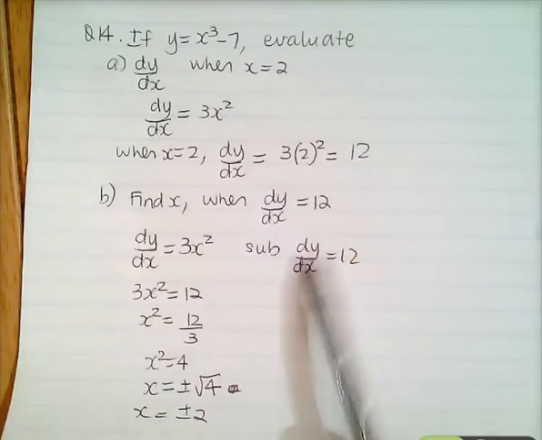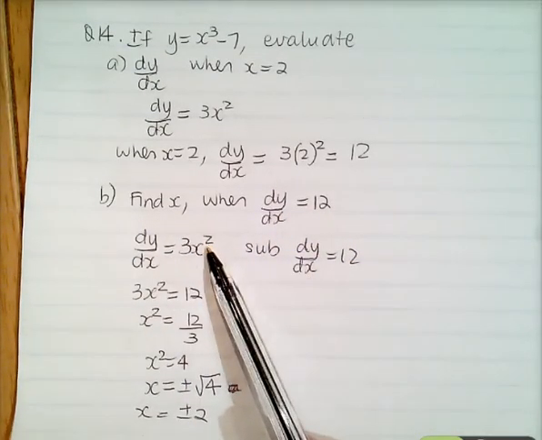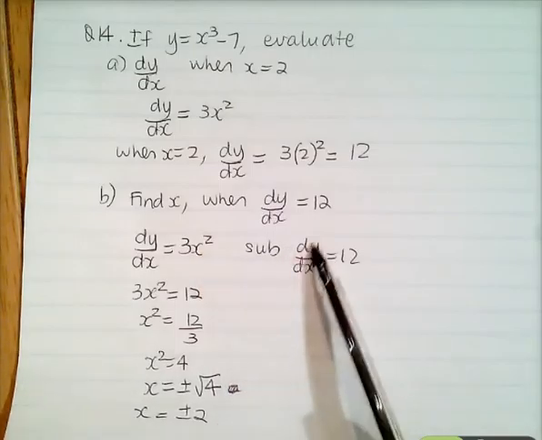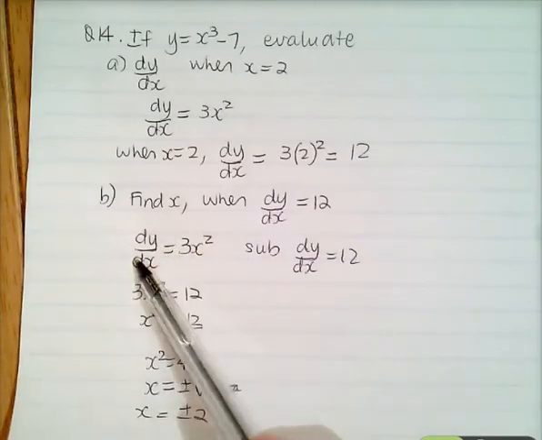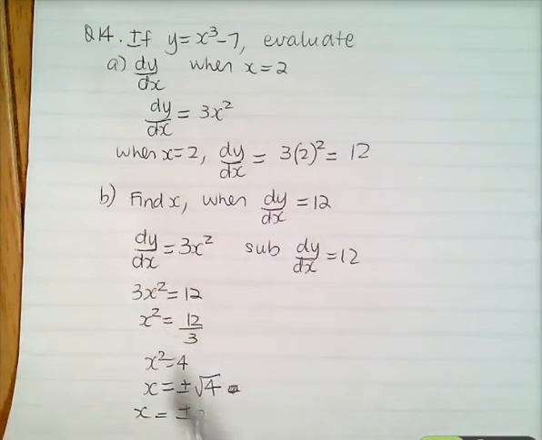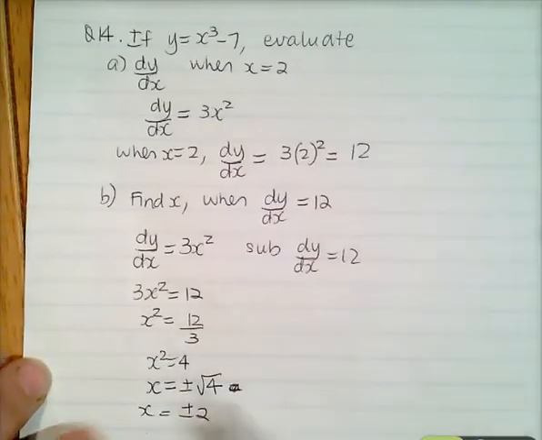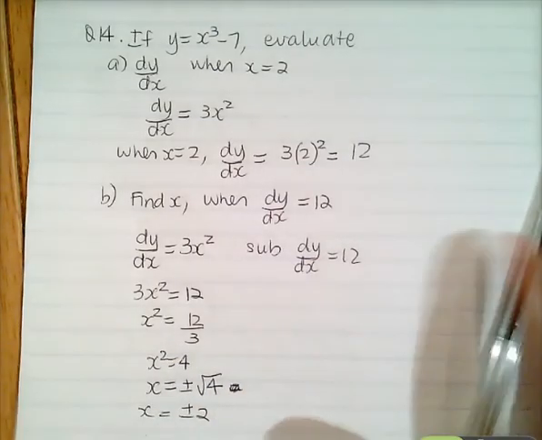You'll substitute that, you've worked out your function for dy/dx. You know that this dy/dx is 12, so you substitute that in there, and then you work out the values of x, noting that there are 2 values here.